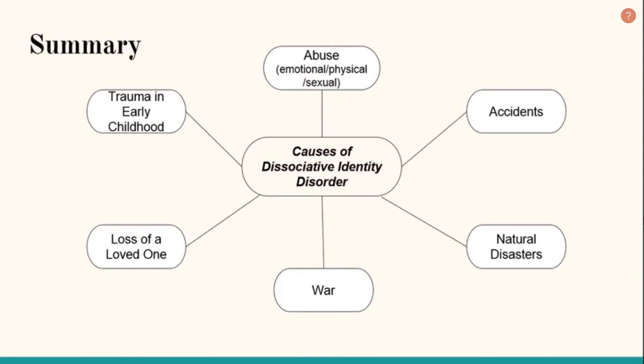So the causes of dissociative identity disorder can be arranged into 6 categories: abuse, accidents, natural disasters, war, loss of a loved one, and trauma in early childhood. While each of these causes has different factors, they all share one similar aspect. Situations that cause trauma or intensely adverse feelings in a person can cause them to seek out a need to escape by creating an alternate identity. The identities they create are ones that do not have to feel the feelings of pain, anxiety, fear, and loss.